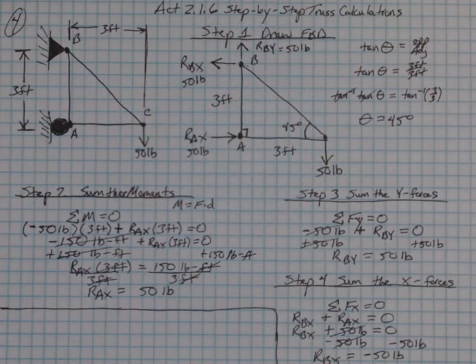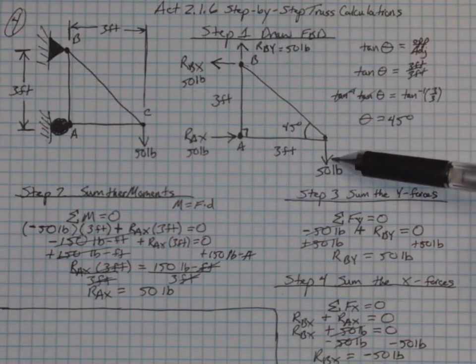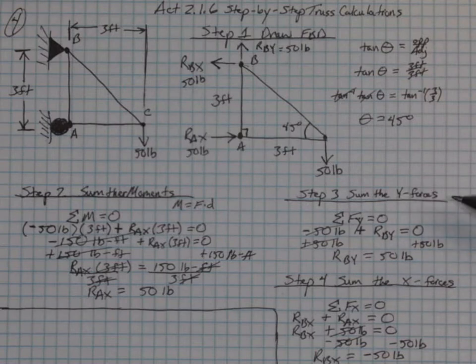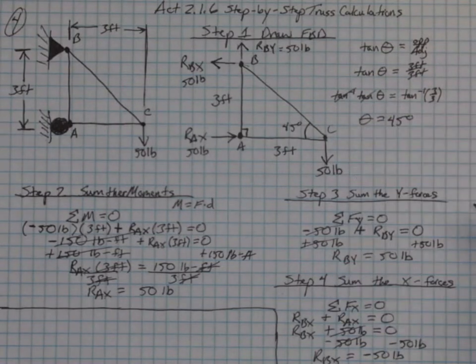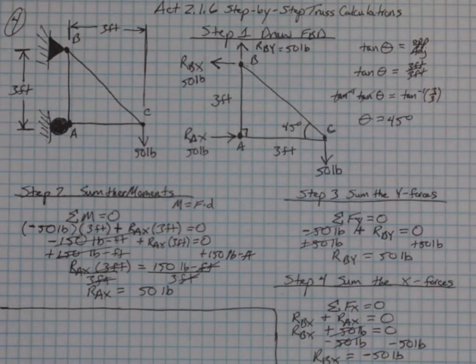that we're getting, or how strong the supports have to be, how much force they have to be able to support if we put 50 pounds of force all the way out here at the end on joint C as we go along. Okay, so there's joint C.